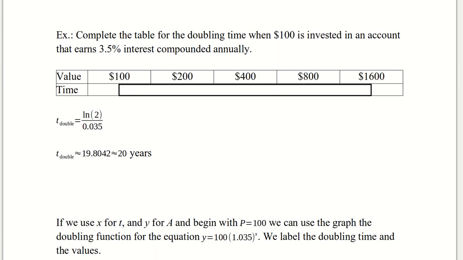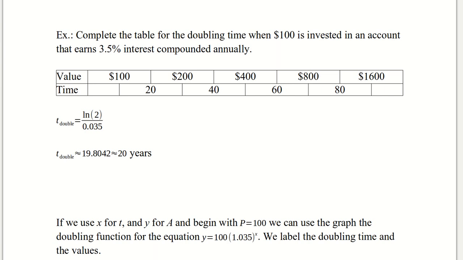And what allows us to do that is because we're going to use the doubling time, 20 years. It takes 20 years to double the first time, 20 years to double again, so now we're 40 years later. Another 20 years, 60 years after we started, it doubled again, and another 20 years, and we're at $1,600. So that's the structure of how we're going to graph these.